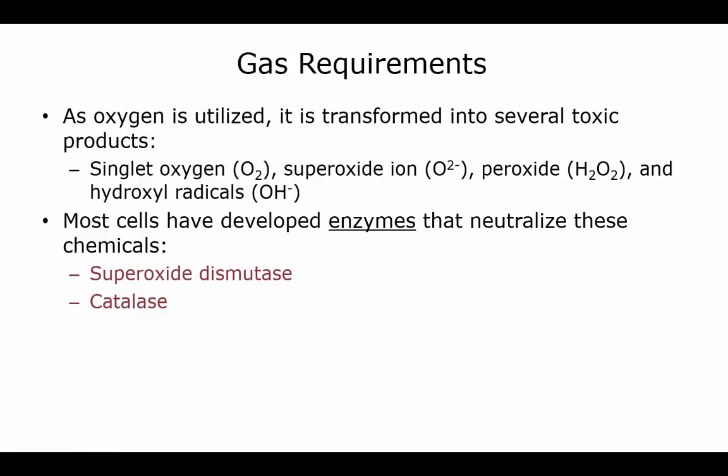Now, objective number 6 is here. These are the gas requirements. Oxygen gas is the one that has the greatest impact on the growth of the microbes. As oxygen is used, it's changed into some toxic products. You've got singlet oxygen, which is O2, and then you have superoxide ion, peroxide, and hydroxyl radicals. But most cells have developed enzymes to neutralize those toxins, and that would be your superoxide dismutase and the catalase.